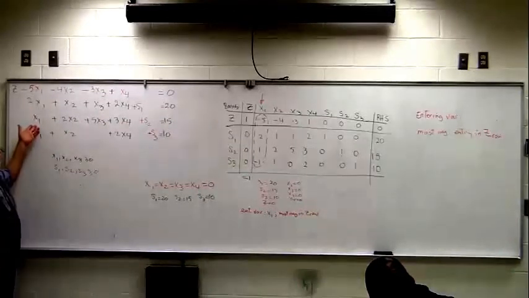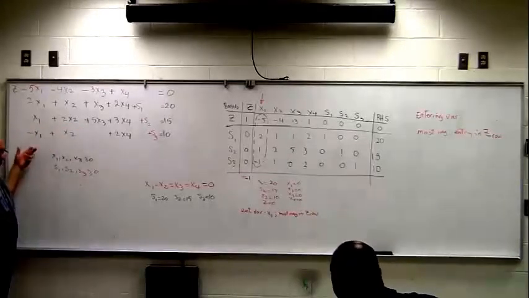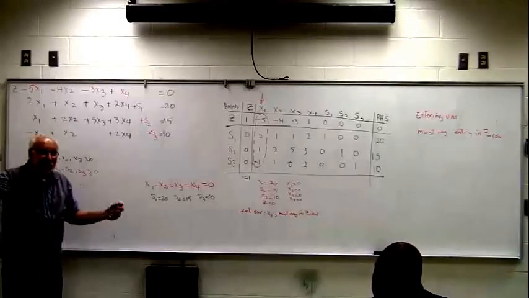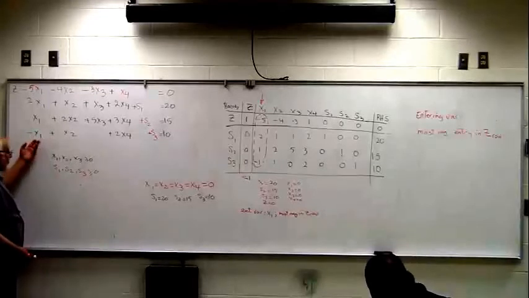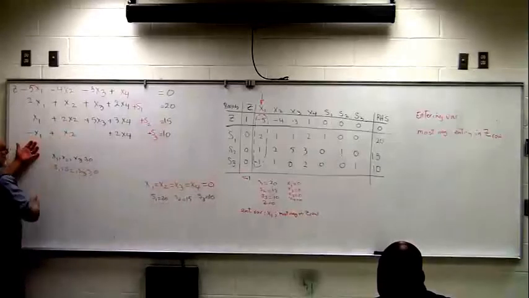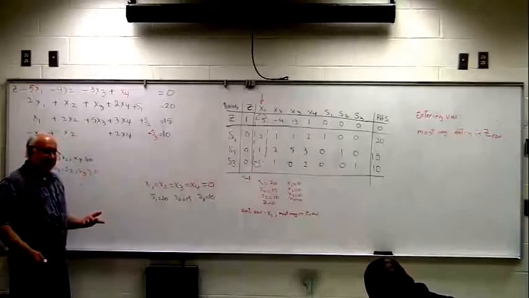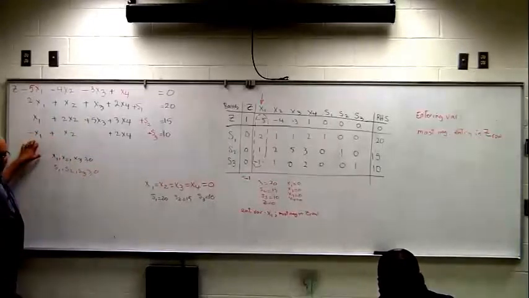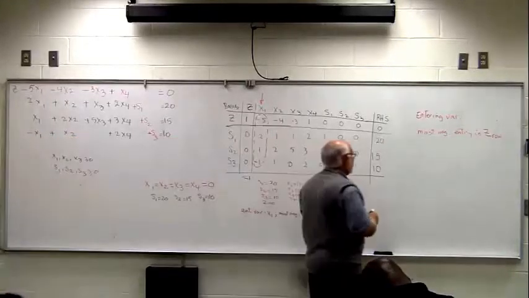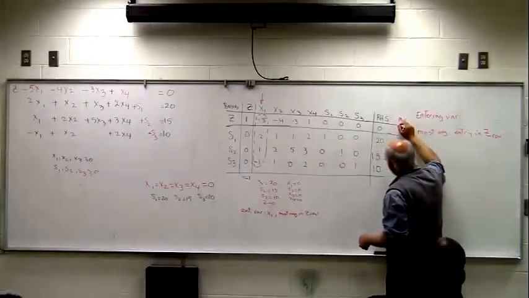What is it for the second one? 15 over 1. What is it for the third one? I can't do it. There is none. Remember I told you, if it is negative, there is no problem. Right now s3 is 10. You increase x1, s3 increases, it doesn't decrease. So this is no problem for us. The way that we write them in this tableau is that we are going to find the min ratio.